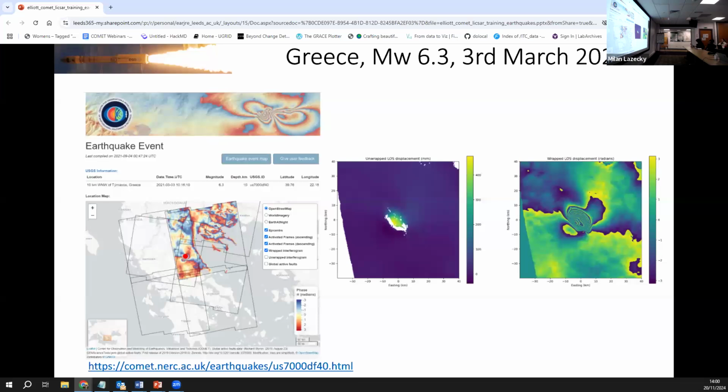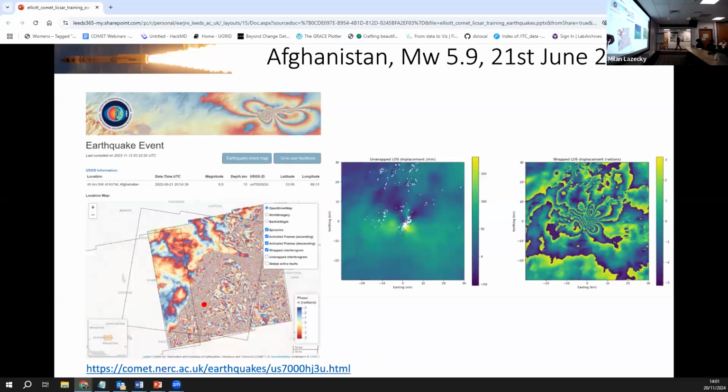So there are just a few of our earthquakes that have happened over the past few years that are in the catalogue. We've given you those as examples to do. I think, yeah, we've got a few of those.